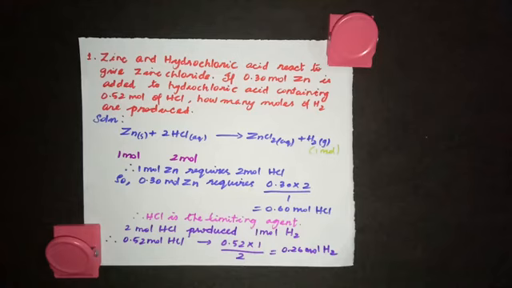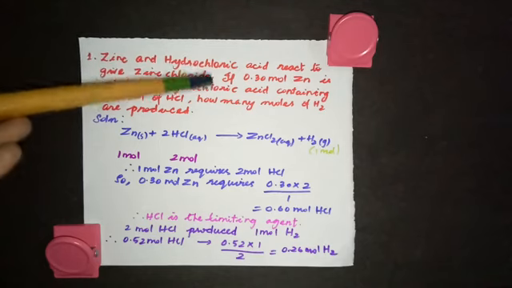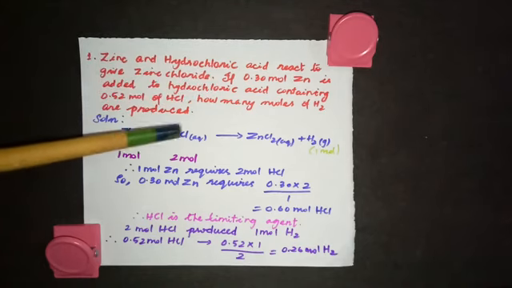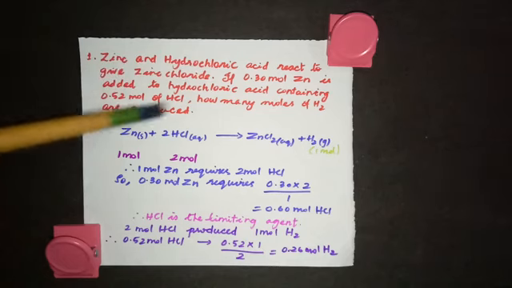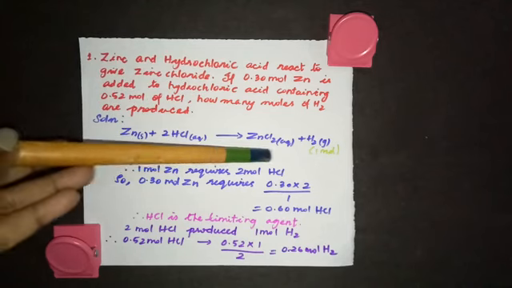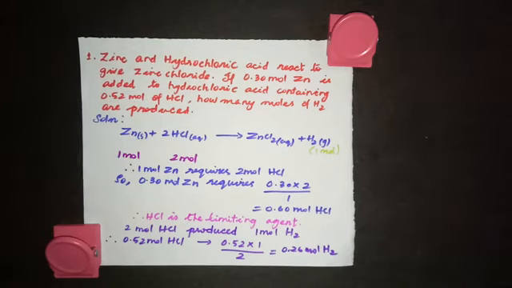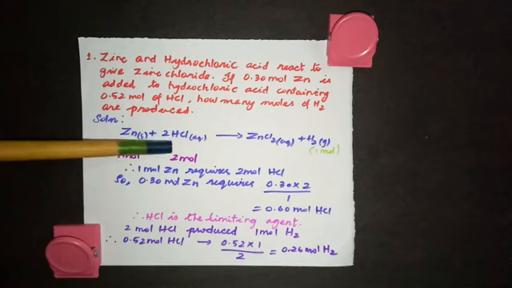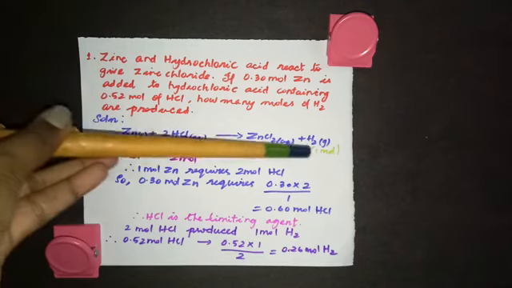Now read this question. Zinc and hydrochloric acid react to give zinc chloride. So first frame the equation. Zinc and hydrochloric acid. So Zn plus HCl gives zinc chloride, ZnCl2, plus hydrogen. So usually they'll give you the equation or they'll give you a simple equation which you could easily frame. So don't worry about framing an equation. So now Zn reacts with HCl to give you ZnCl2 and H2.